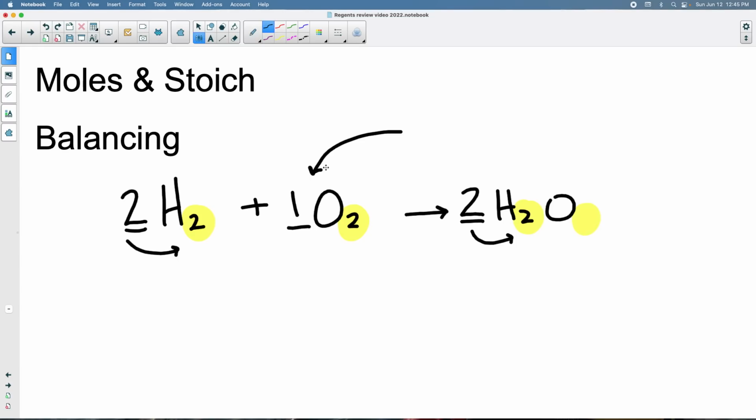It's called balancing by inspection. You're going to just do trial and error with numbers in front to make sure that you get the same numbers of atoms on each side.